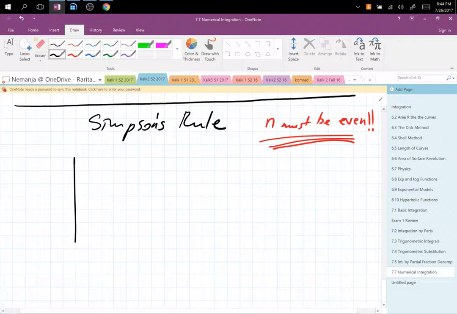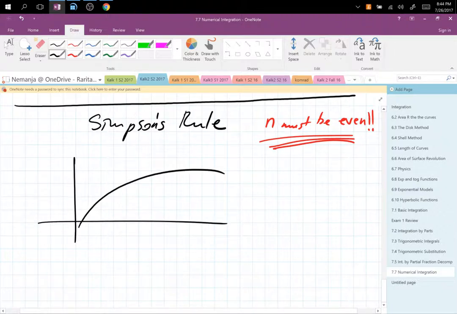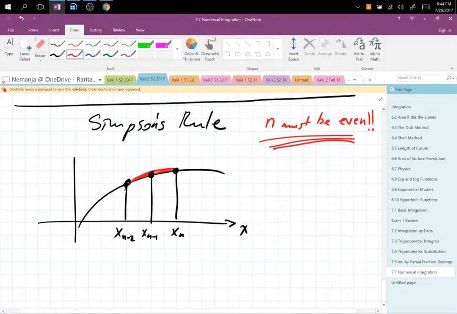So this one is going to take x_{n-2}, x_{n-1}, and x_n. Those are arbitrary points somewhere in the middle. What it does is take these three points and fit a quadratic curve through them, which is the reason why this is called the quadratic approximation. So that's the second order.